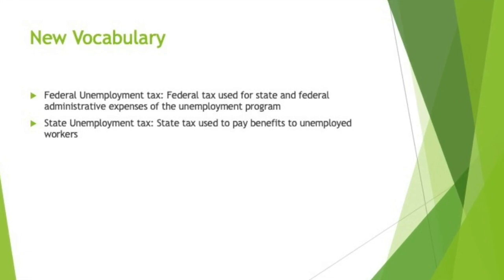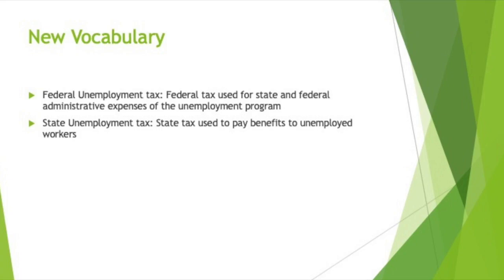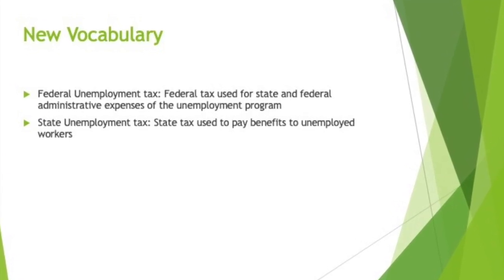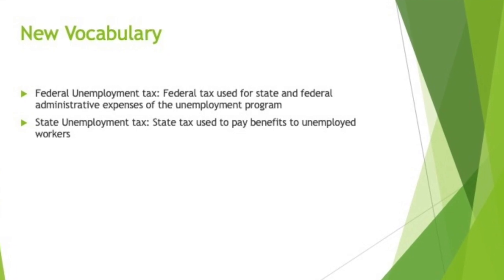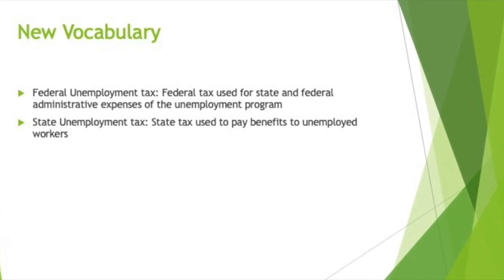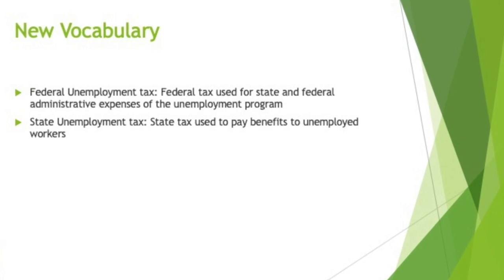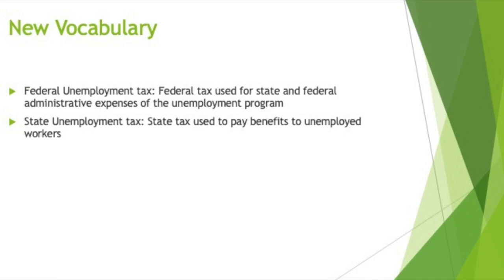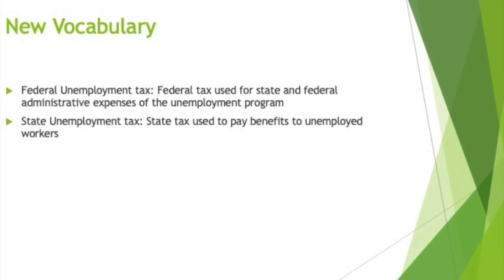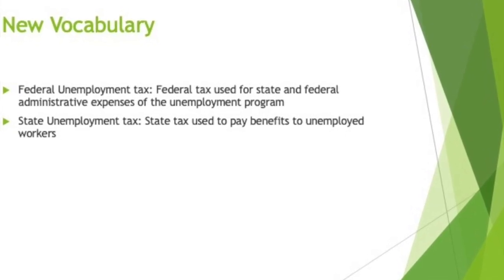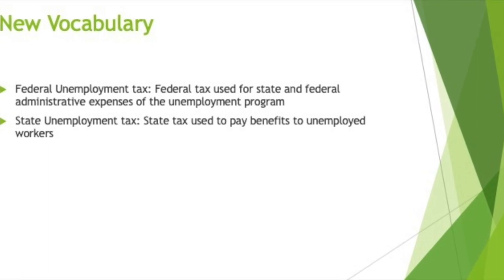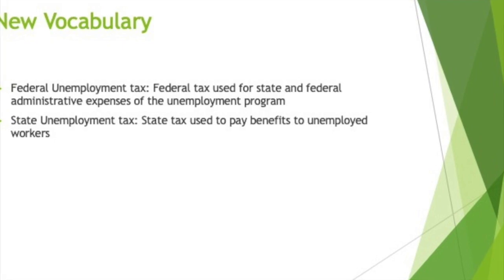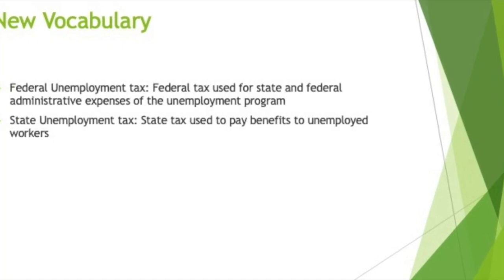First is the federal unemployment tax, and that's just the federal tax used for state and federal administrative expenses for the unemployment program. I'm sure a lot of you have heard about it. The second is the state unemployment tax, and that's just the state tax used to pay benefits to unemployed workers. If you ask your parents about it or even watch the news, you hear a lot of people needing that unemployment tax. So that is actually what we're going to be figuring out: how much an employer will owe this week.